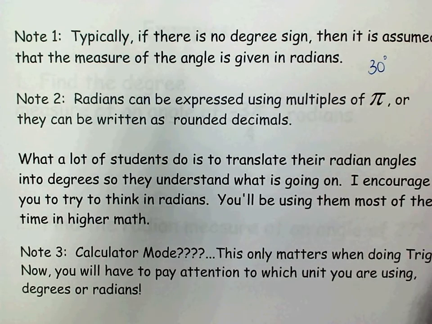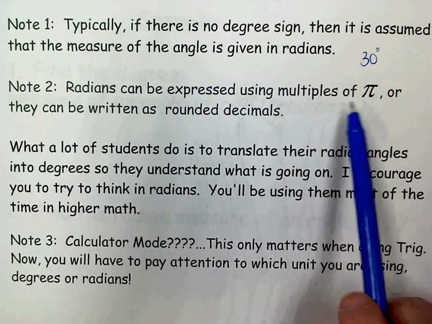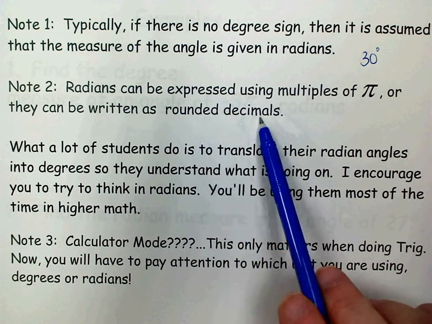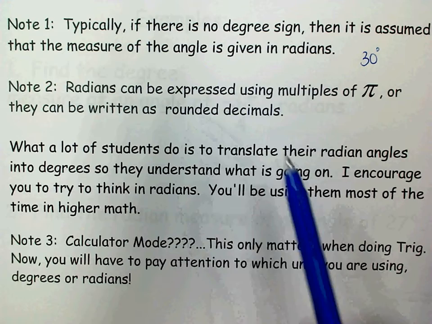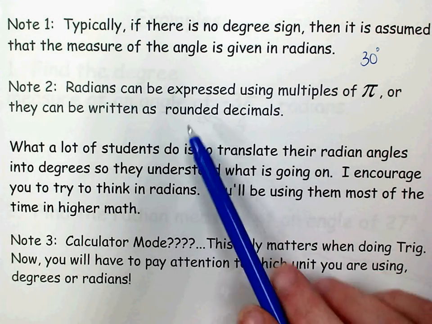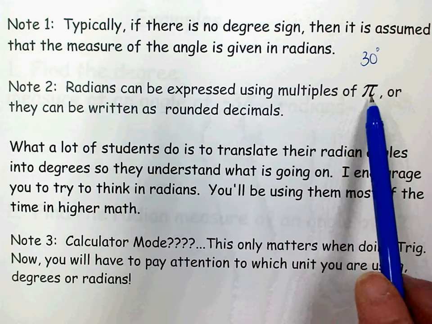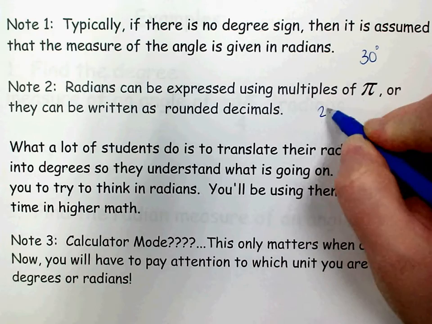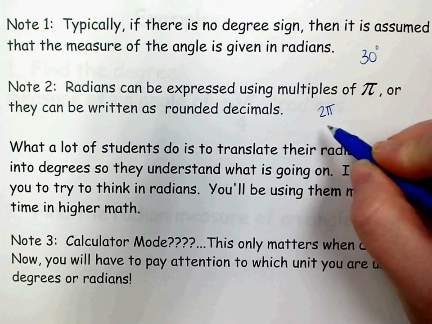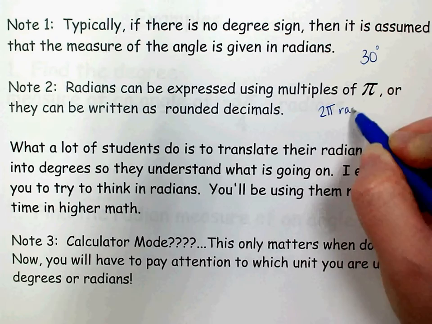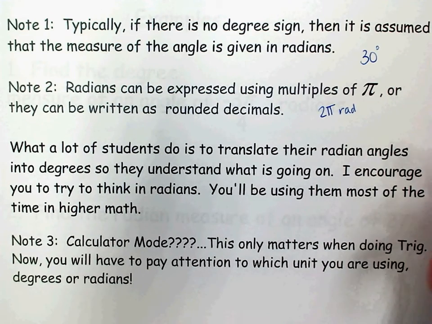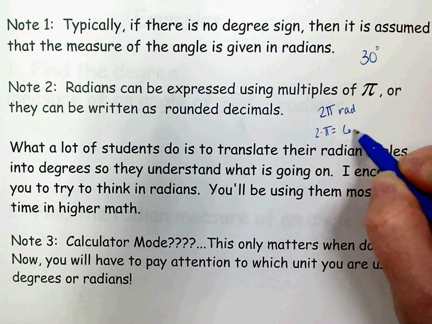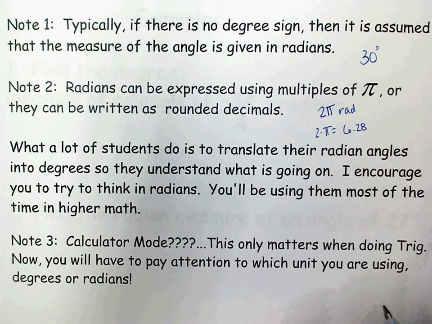Radians can be expressed using multiples of pi, which is typically what we do, but you can also write them as rounded decimals if you're given rounding instructions. Remember, you don't ever make up your own rounding rules, so if you're not given any, give your answer in exact terms, which is in terms of pi. So what I mean by that is if you're given the full measurement around a circle, it's 2 pi radians. If you were told to round that to the nearest hundredth, then you would just put 2 times pi in your calculator and round that to the nearest hundredth. So you would get 6.28 radians.